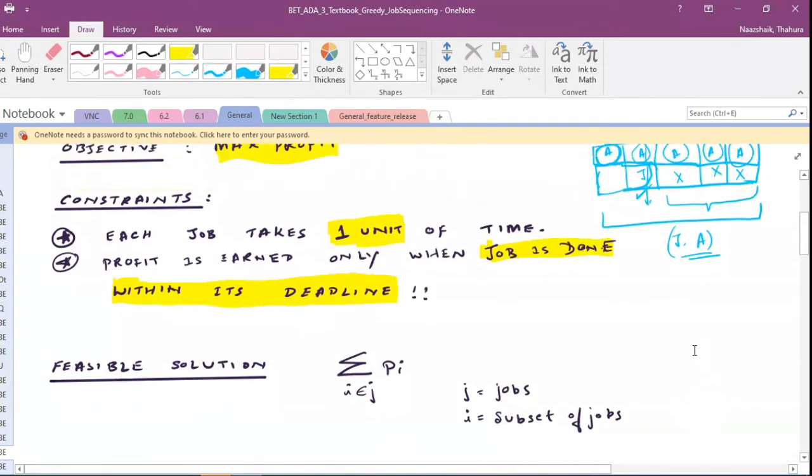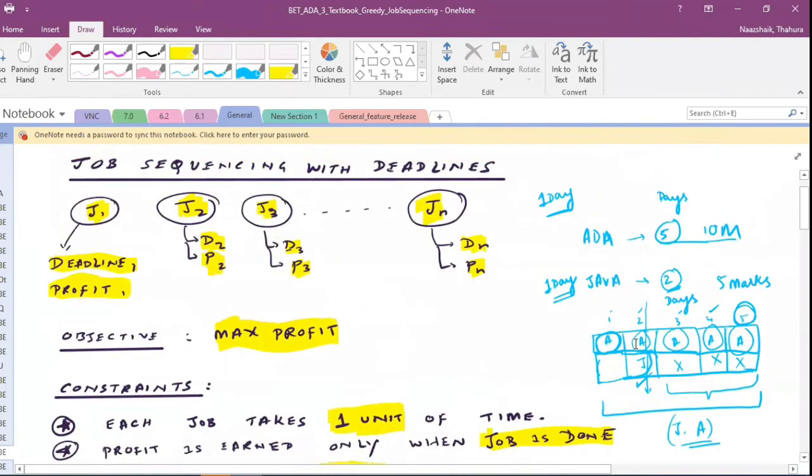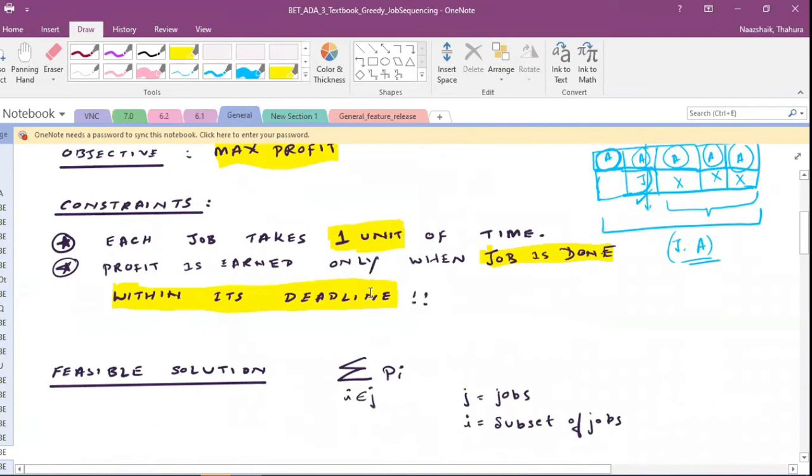Solution is, so here, what is Pi? Here I said J1, J2, J3, etc., up till Jn are the jobs. D1, D2, D3, etc., up till Dn are the deadlines. And P1, P2, P3, P4, etc., are the profits. So your objective is to maximize the profit. That's what is given here.